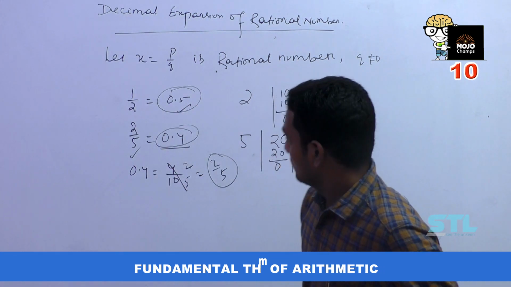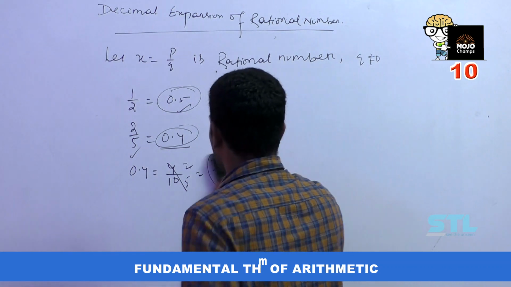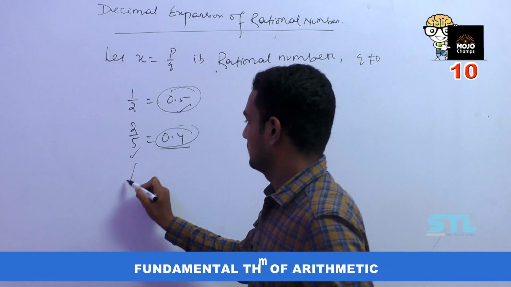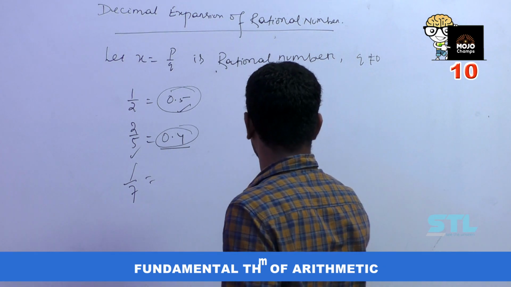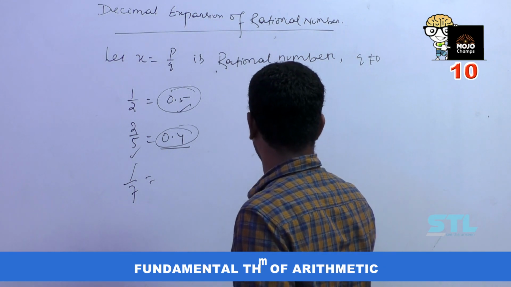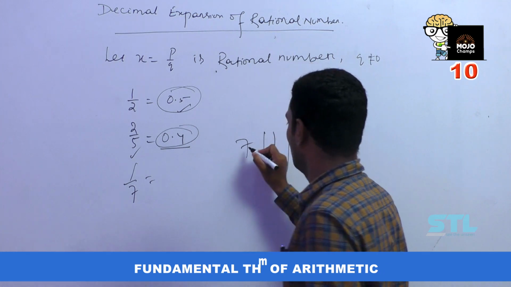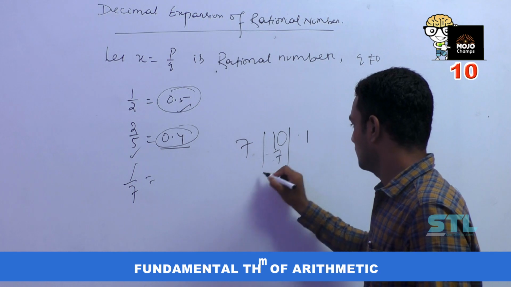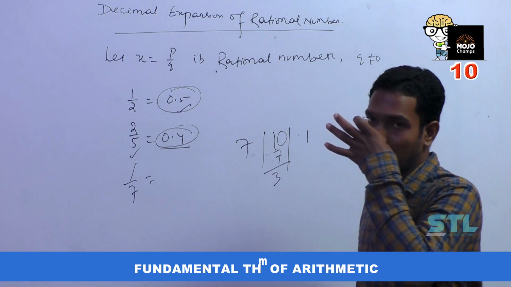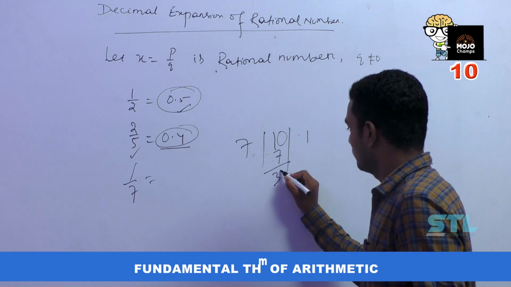Now I will take 1 by 7. When I divide 1 by 7, 1 is not divisible by 7, so I put a point here, 10. 7 ones are 7, then 3. Now you give 0.